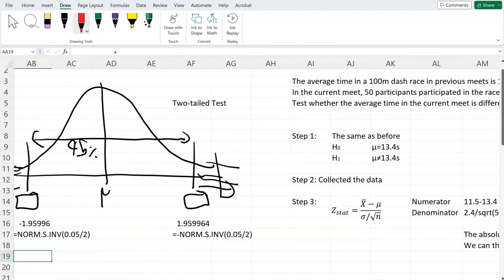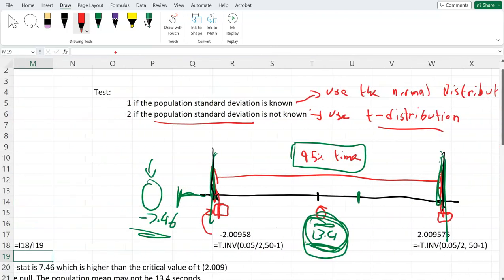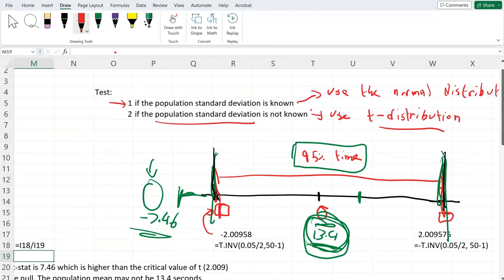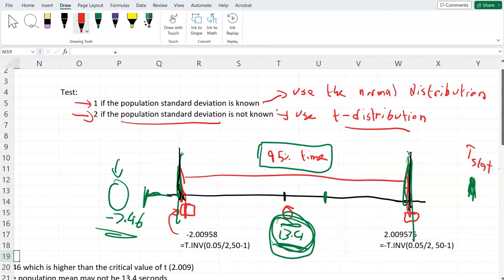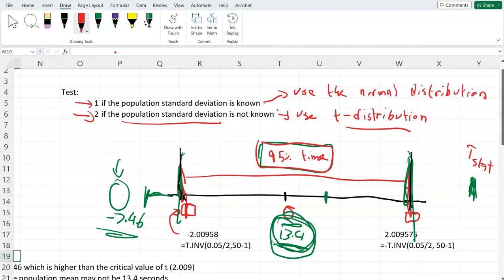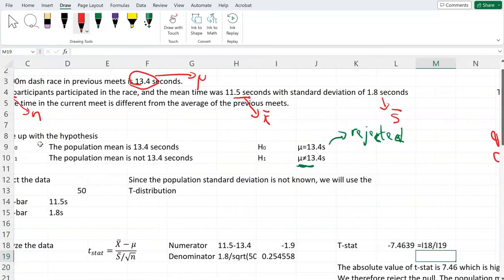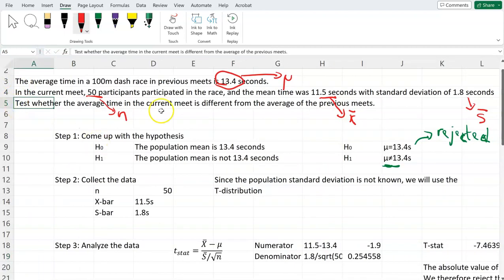Now, before we move on, we were talking about whether the population standard deviation is known or unknown. If it's known, we use the normal distribution. If it's unknown, we use the t-distribution. We use 95% as our level, so whenever we calculated our thresholds, we did it at 95% of the time. But we have two other thresholds that we could use, which are 90% or 99%. In the question, it may say test at 95%, or at 99%, or at 90%.